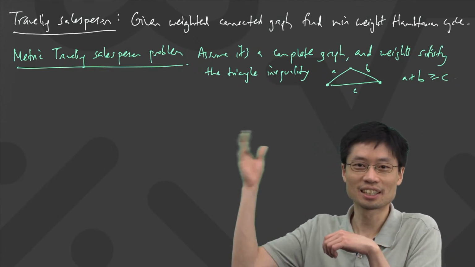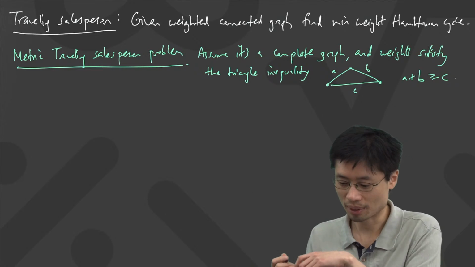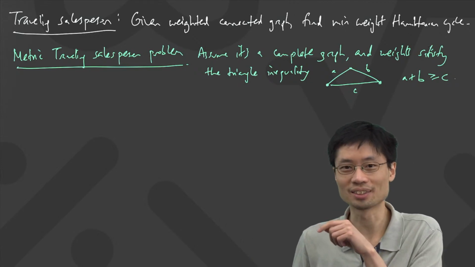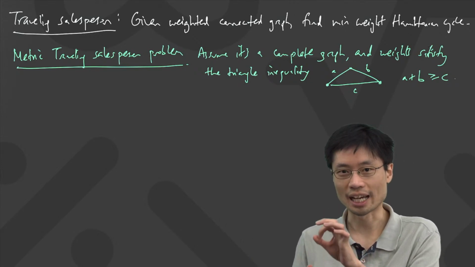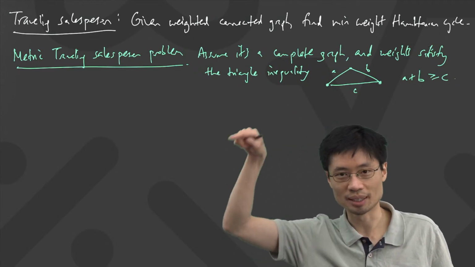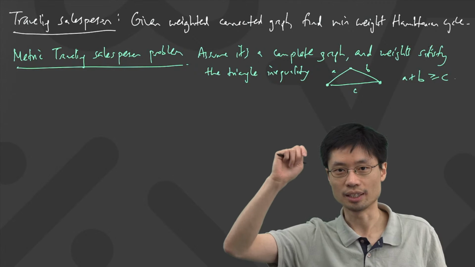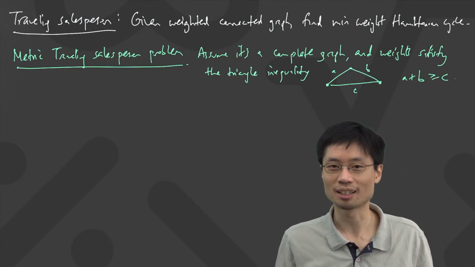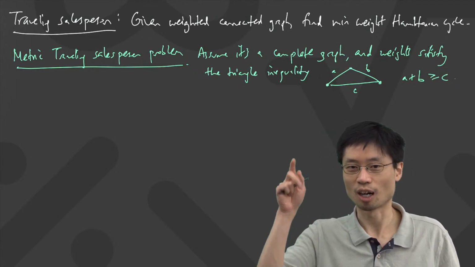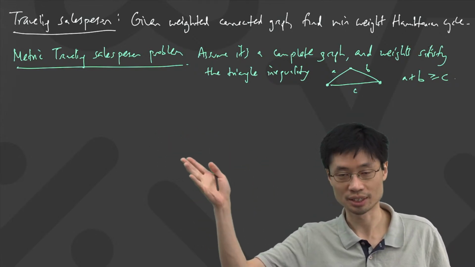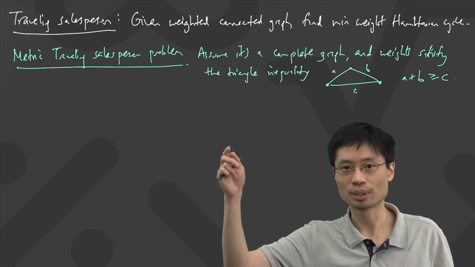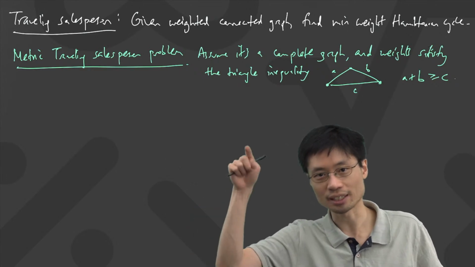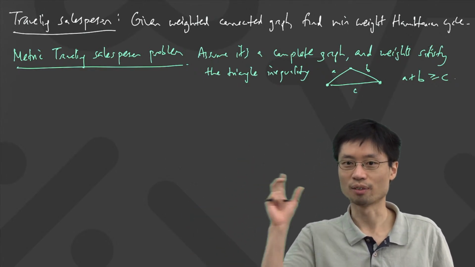But in any case, let's now talk about this metric TSP, where we're going to assume that we have a complete graph and we also have weights satisfying the triangle inequality. Now it turns out that even though finding the exact minimum traveling salesman cycle is hard to do, nobody knows how to do that in a polynomial amount of time, we can make a factor 2 approximation to the optimal traveling salesperson cycle. That means there's an efficient way to give you a cycle where the cost is at most double of the best one.